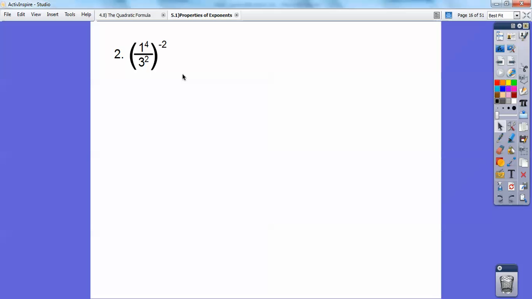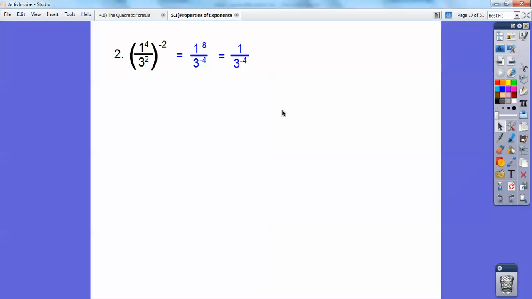So students will come up to me and say, Mr. Bullock, I did it a different way and I got the correct answer. And I'm going to say you probably did it correctly because there's several ways to do this. For right now, I'm going to do powers to powers. 1 to the 4th to the negative 2, I'm going to multiply those powers. 4 times negative 2 is negative 8. Similarly, 3 squared to the negative 2, I'm going to multiply those and get 3 to the negative 4 power.